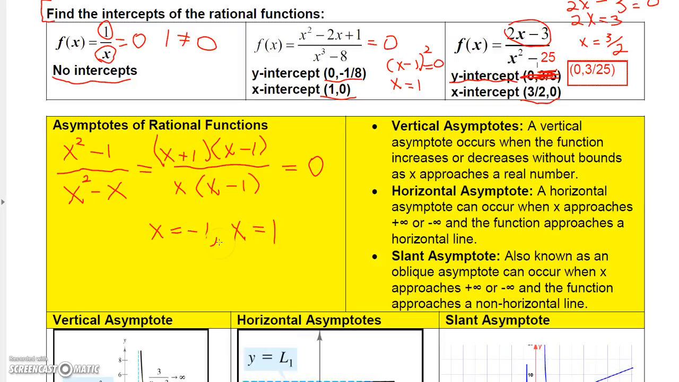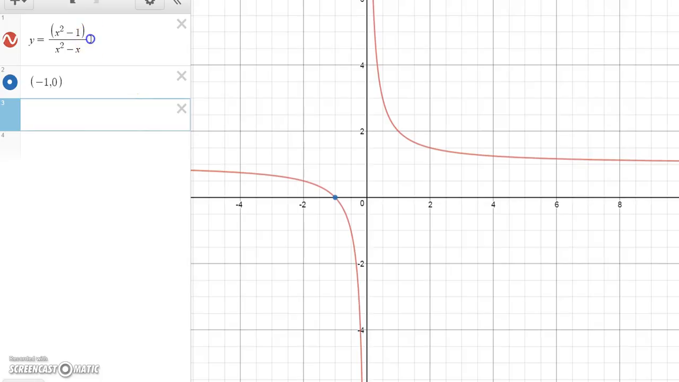But in actuality, x equal 1 is not an x-intercept because you have a common factor of x minus 1 in the top and the bottom. So if x was 1, you would actually get 0 over 0, which is undefined. And so the only x-intercept you're really going to get here is x equals negative 1. And I'm going to show you the graph of this one so that you can actually see what's really going on. So here's what the graph looks like.